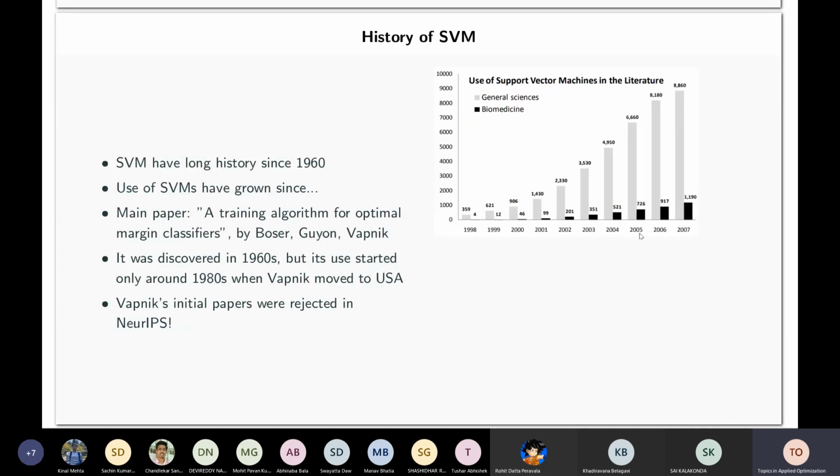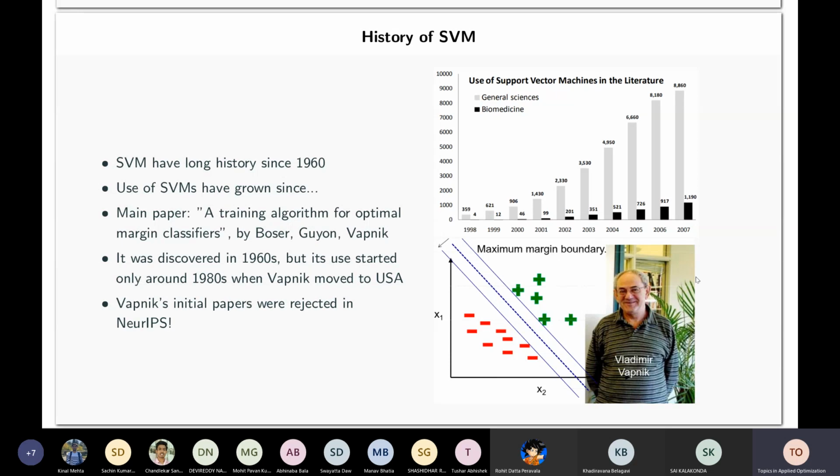But if we see the trend of how support vector machines have been used in the literature, you can see that the trend has been growing a lot. There is a plot of the general sciences and the biomedicine. Biomedicine is a relative thing, while general science is a very big community. It has been increasing, and looking at this, it looks like an exponential rise. Up to 2007, it's still going like this. There are areas where neural networks have taken over, but nevertheless, it is still popular. So this was proposed by Vapnik.